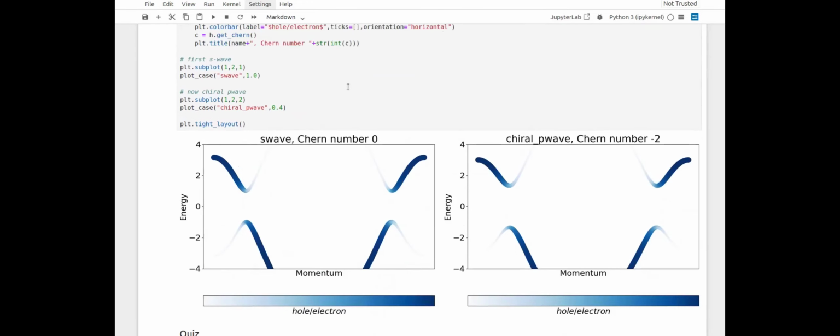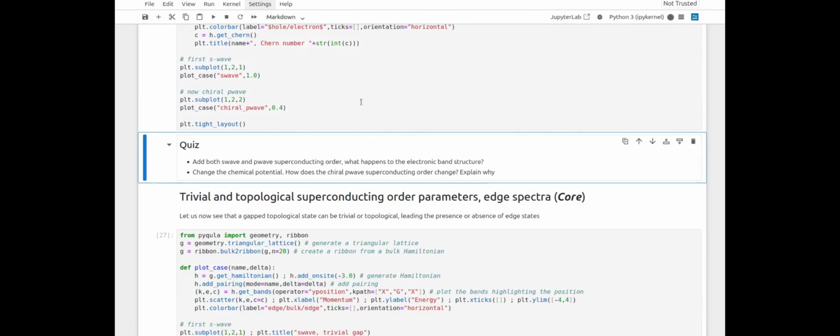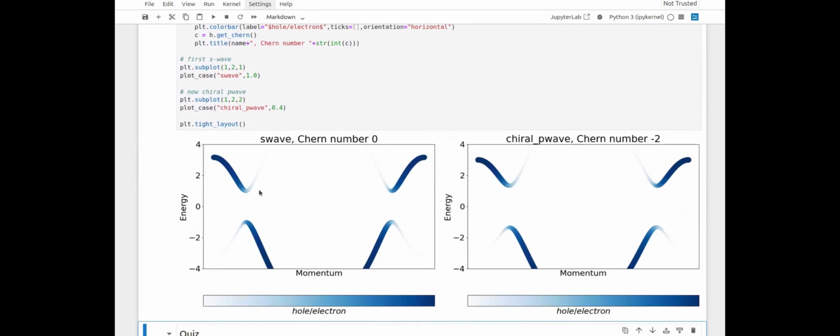Okay, so the one important point is that the electronic structures of these two superconducting orders are surprisingly similar, right? So here you see that there's a gap everywhere in the Brillouin zone, but the two gaps are topologically inequivalent in the sense that one has Chern number 0 and the other one has Chern number -2.